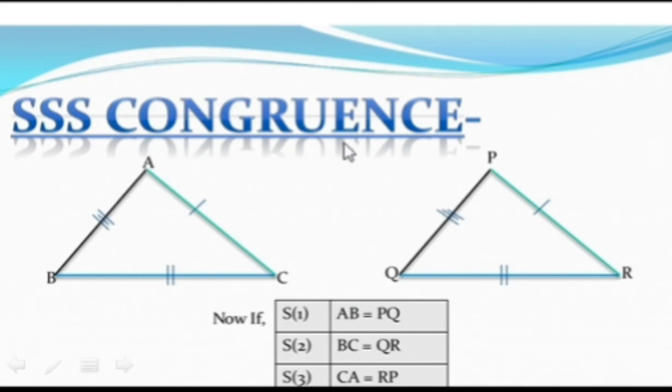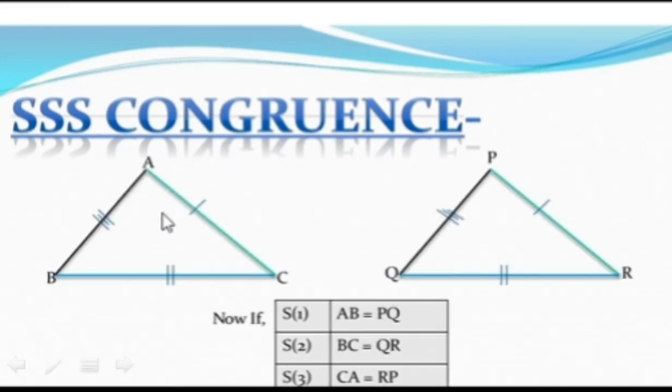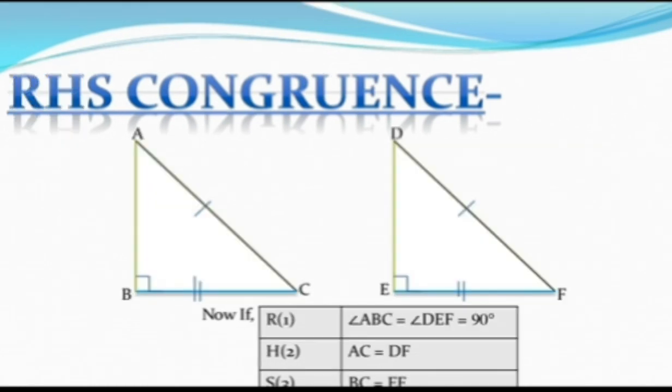SSS congruence, as the name suggests, here all three corresponding sides are equal. Triangle ABC is congruent to triangle PQR. So AB is equal to PQ, you can see BC, QR and CA, RP. So these two triangles are congruent by SSS congruence.